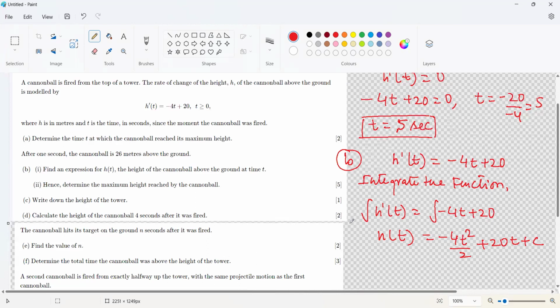I hope the integration is very much clear to you, how we integrate. Integration of negative 4t would be negative 4t raised to the power 2 upon 2. Integration of 20 would be 20 times t, and then plus c, that is the constant of integration.